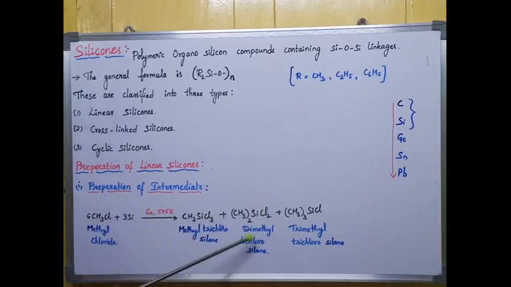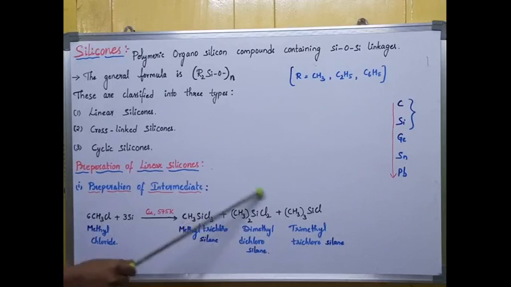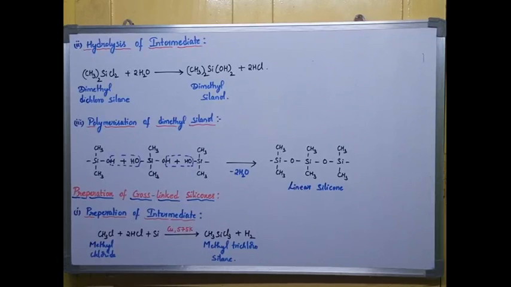So this is called our intermediate. We obtain 50% of it, and the remaining are nearly 25% and 25%. This is the major intermediate. Now I'll take this major intermediate and do hydrolysis. So the second step is hydrolysis of the intermediate. The intermediate obtained in the first step, I'm passing through hydrolysis.